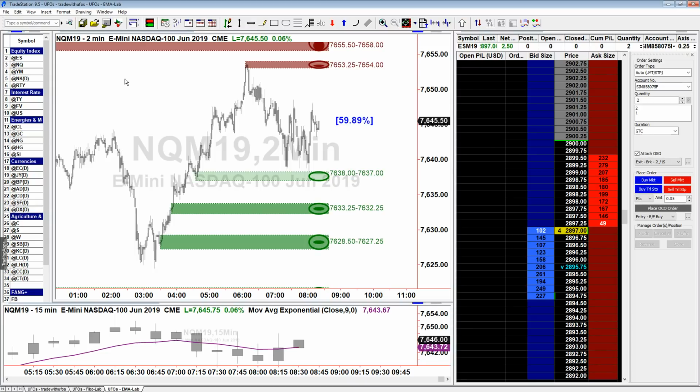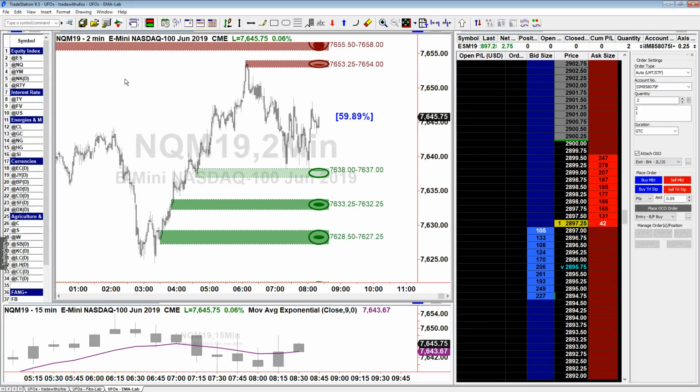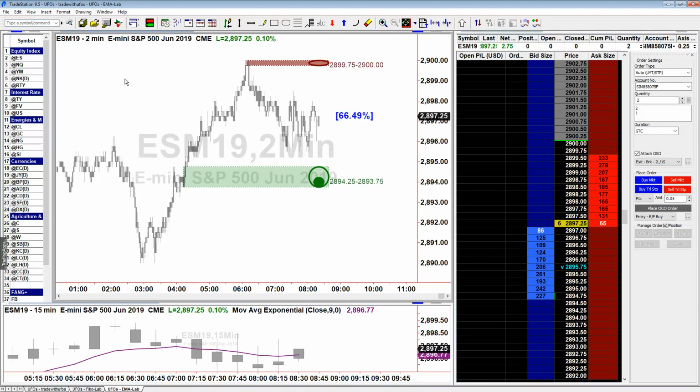Okay, so S&P and NASDAQ are not providing anything for us at the moment. Let me double check the S&P just in case a red UFO forms. No, we didn't have anything with the S&P and the NASDAQ. We'll come back in a few minutes and keep checking on that time frame.